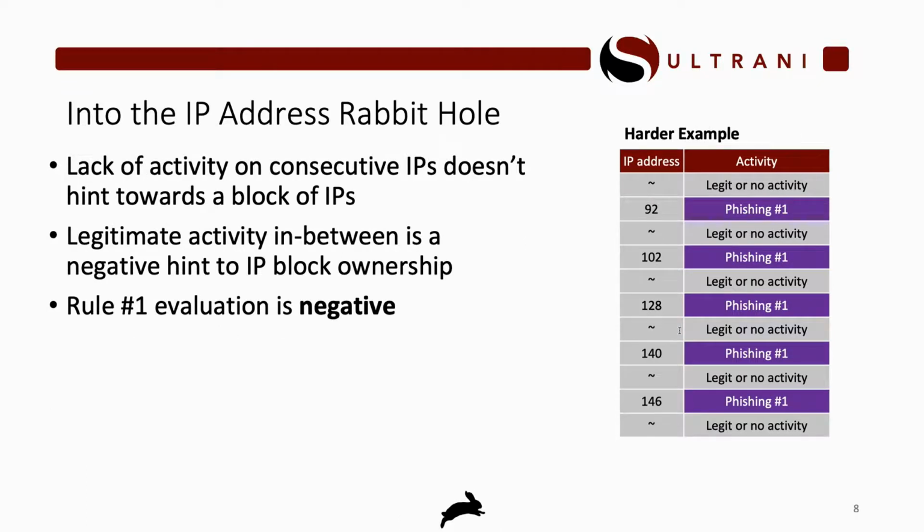Now, if you look here, I'm using the tilde to represent large expanses of IPs where there's either legitimate or no activity. There's a .92 with phishing on it, but then there's a .102, and everything in between is either legitimate or there was no activity. The biggest problem here is that legitimate activity. When you see legit activity, it makes it hard to say that an IP block is owned by a criminal, that they have leased that, because typically they don't then let it out to someone else to do legitimate activity.